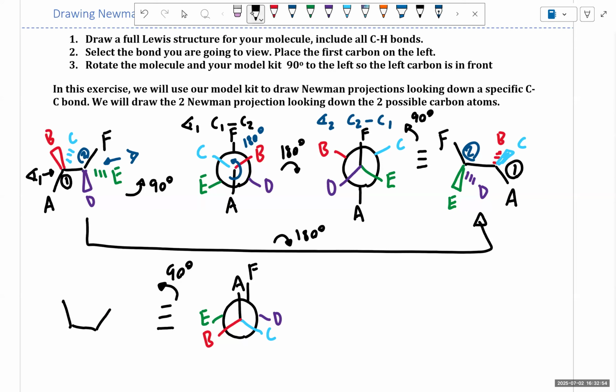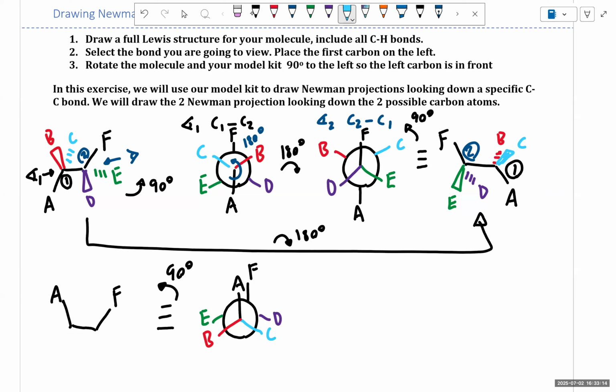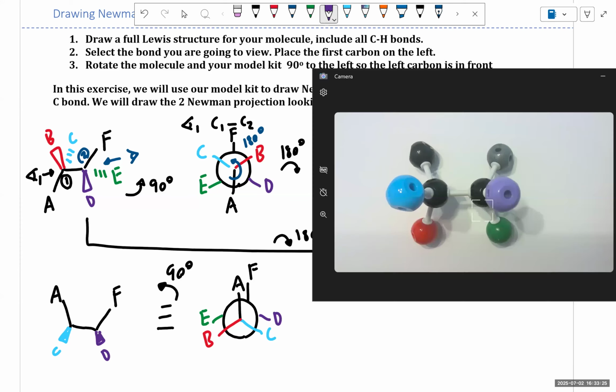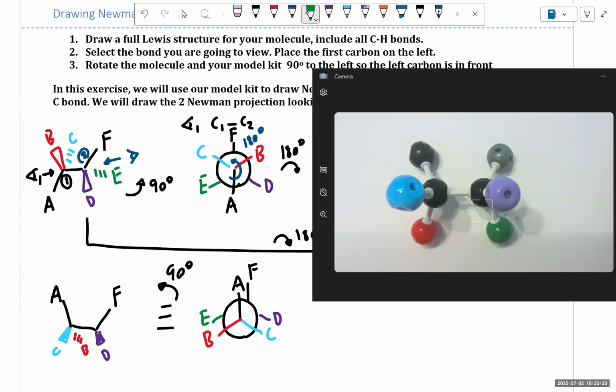So our skeleton looks like this. We also see that atoms C and D are pointing towards us. They're wedged, while atoms B and E, the red and green atoms, are pointing away from us. They're dashed. So let's write that down. So atom C in blue is pointing towards us. Atom D in purple is pointing towards us. Atom B in red is pointing away from us. And atom E in green is pointing away from us.